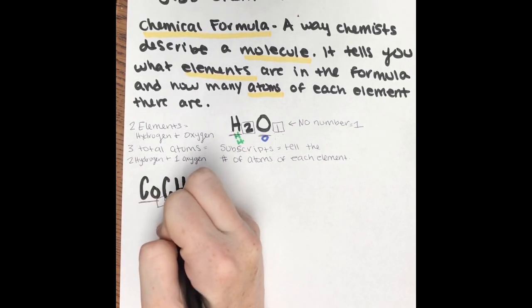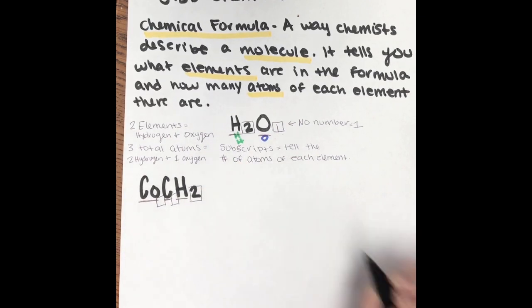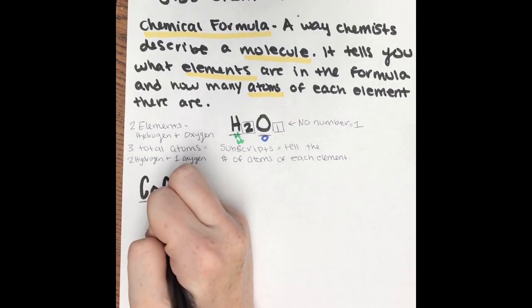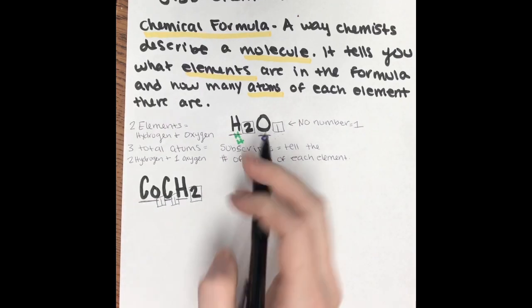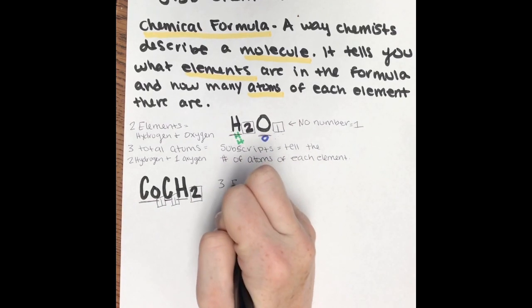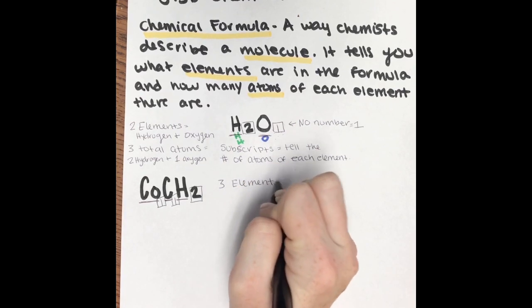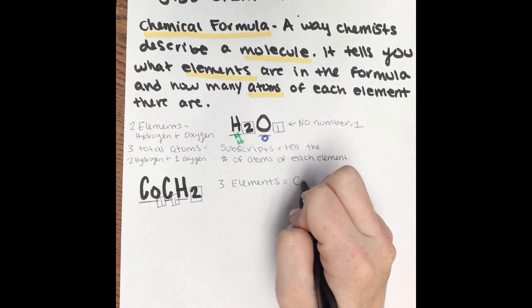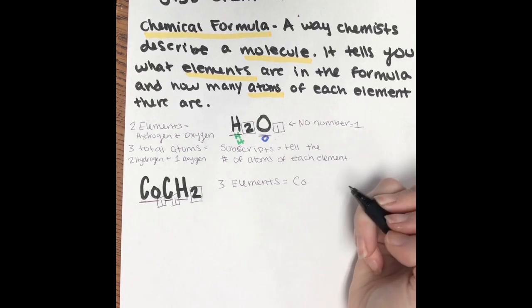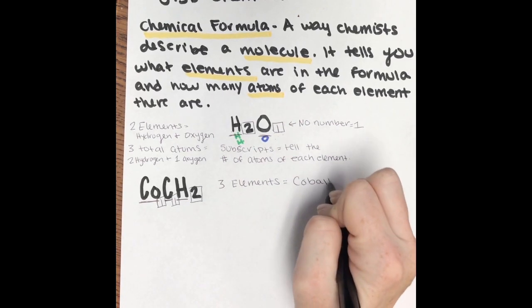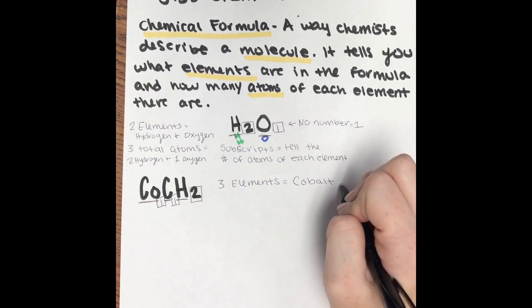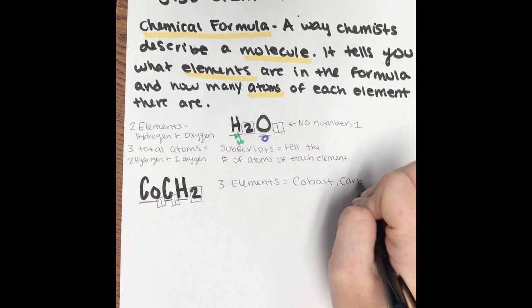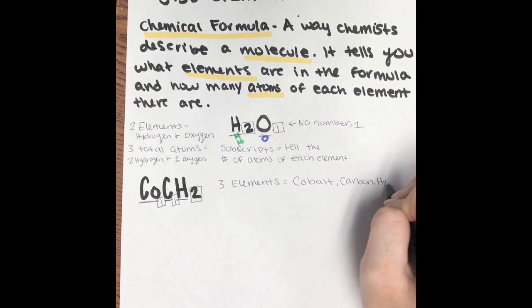Next, we square the numbers next to our elements. Remember, if there isn't one, we put a square, we write in a 1. So here we have 3 elements. And those elements are, like I said, cobalt. And if you don't know what element it is, you can look at your periodic table. Just find the chemical symbol, Co, and you would find it's cobalt. So we have cobalt, carbon, and hydrogen.